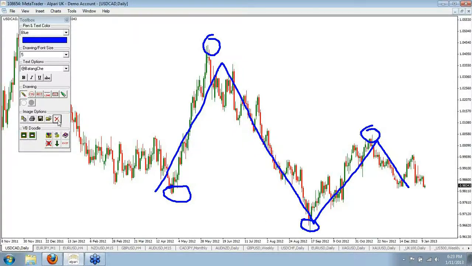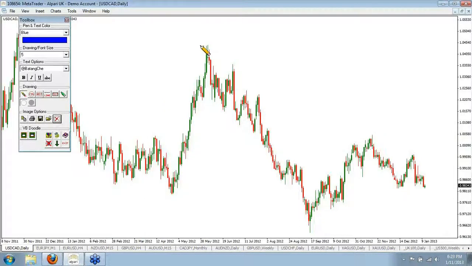And if you notice, these are also fractal bars. They have to be fractal bars. So we are going to be identifying the fractal bars, which are the pivot highs and the pivot lows.